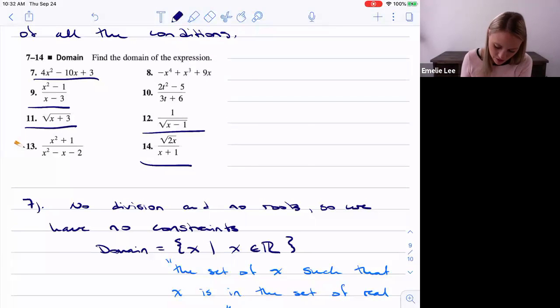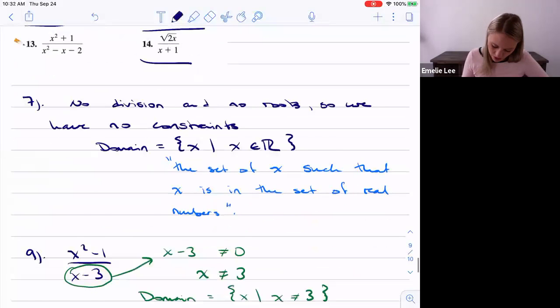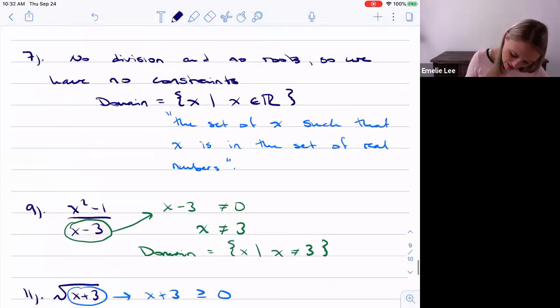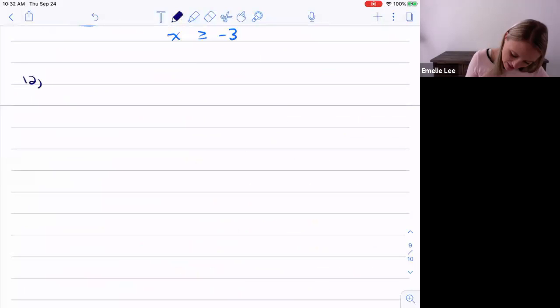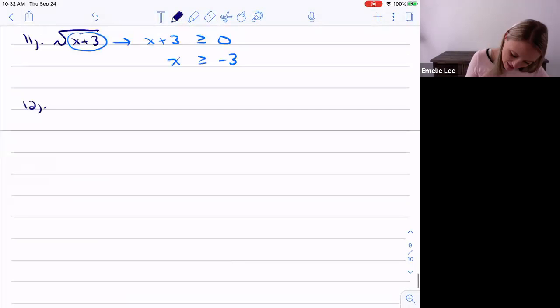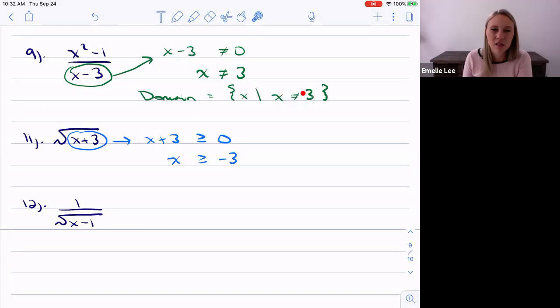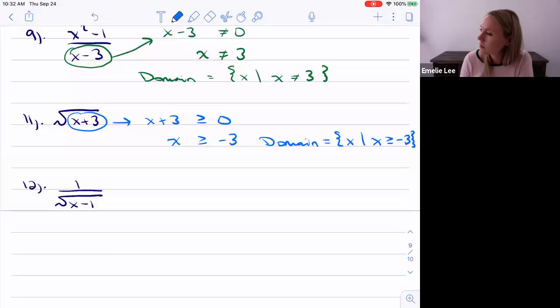I was just going to go and do 14 and be done with it, but let's do 12. The domain is x such that, and then the condition in there. So not too bad. So the domain here for the previous one is x such that x is greater than or equal to -3.